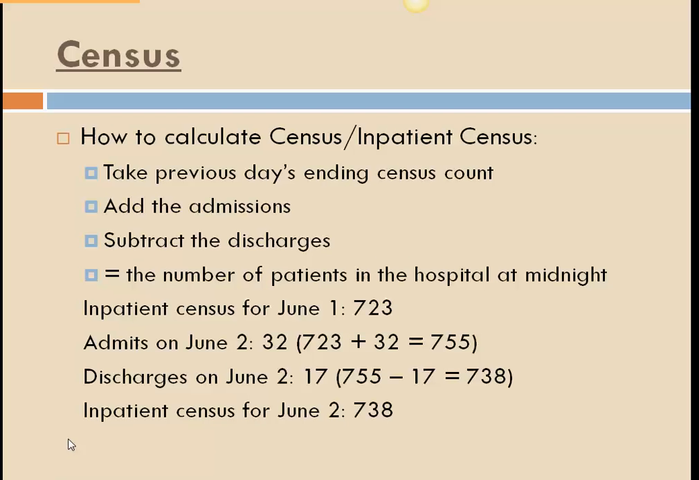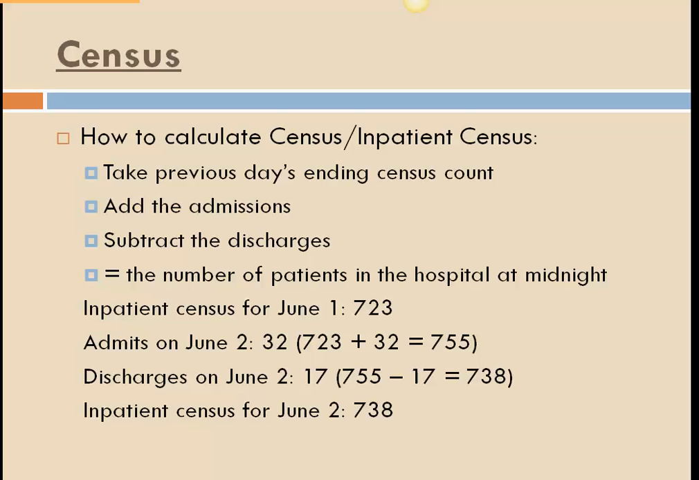Okay, so how do we calculate it? What's the formula for the census? You're going to take the previous day's ending census count. So if I'm taking the census for today, then I want to see, okay, how many patients did I have at the end of the day yesterday? Then I'll add in the admissions, subtract the discharges, and that should tell me the number of patients in the hospital or in the facility at my census time tonight, if that's midnight. And I'm going to be saying midnight, and just know that that's not, again, set in stone, but since that's the typical time, that's the time that I'm going to refer to.